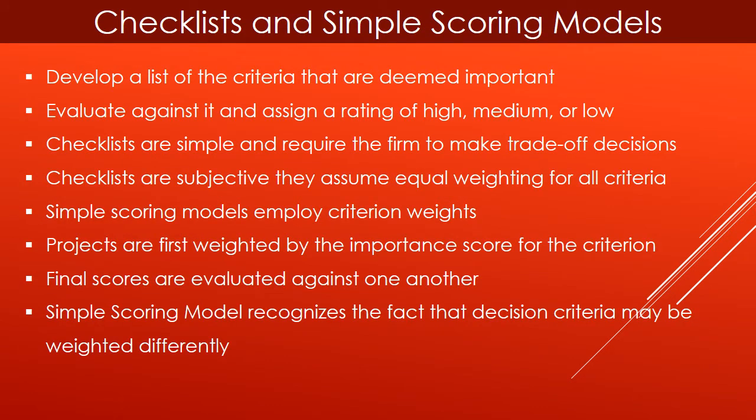Checklists and simple scoring models. Checklists require decision makers to develop a list of the criteria that are deemed important when considering project alternatives. For example, a firm may decide that all project alternatives must be acceptable on criteria such as return on investment or safety, cost of development, commercial opportunities, and stakeholder acceptability.